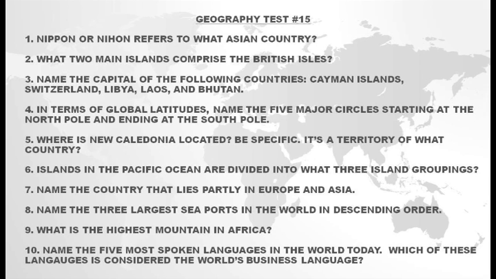Question 6. Islands in the Pacific Ocean are divided into what 3 island groupings? Question 7. Name the country that lies partly in Europe and Asia. Question 8. Name the 3 largest seaports in the world in descending order. Question 9. What is the highest mountain range in the continent of Africa?